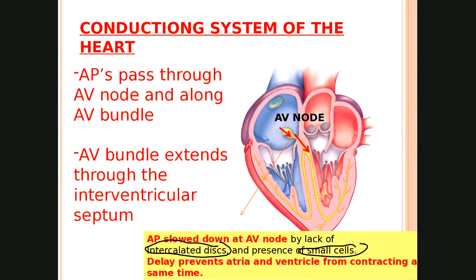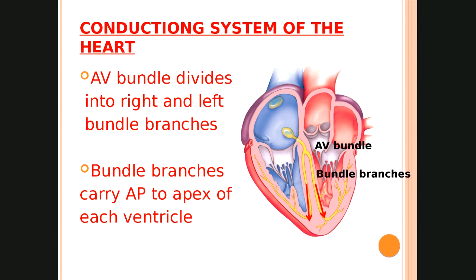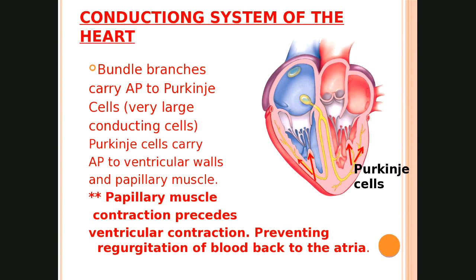Eventually, the signal exits the AV node and travels to the AV bundle. From there, it travels through the bundle branches, and then the action potential travels to the Purkinje cells in the papillary muscles. Papillary muscle contraction precedes contraction of the rest of the ventricle, meaning the very first part of the ventricles to contract will be the papillary muscles.